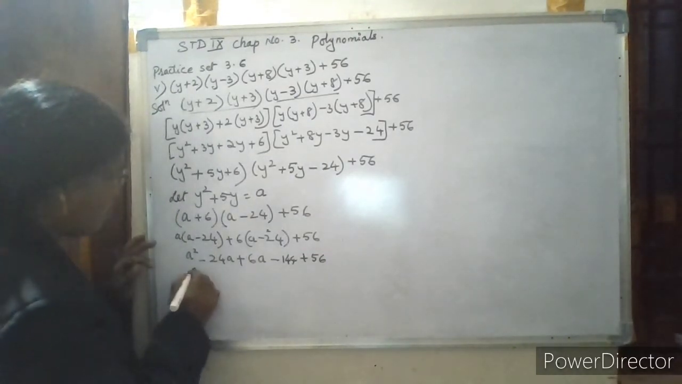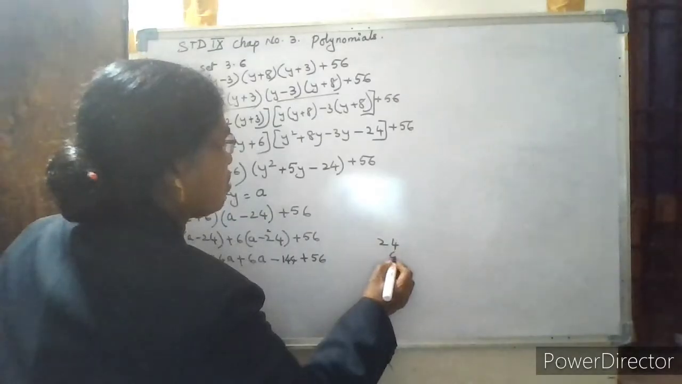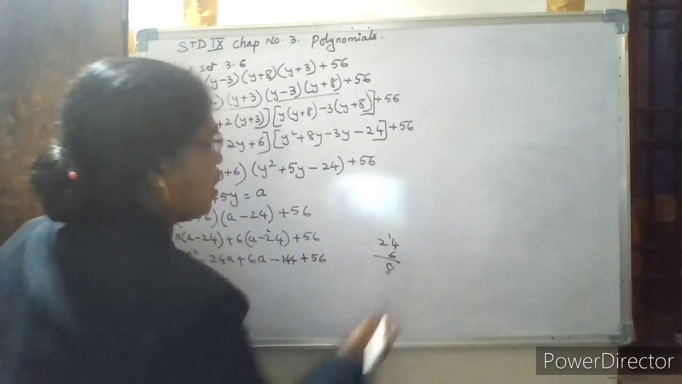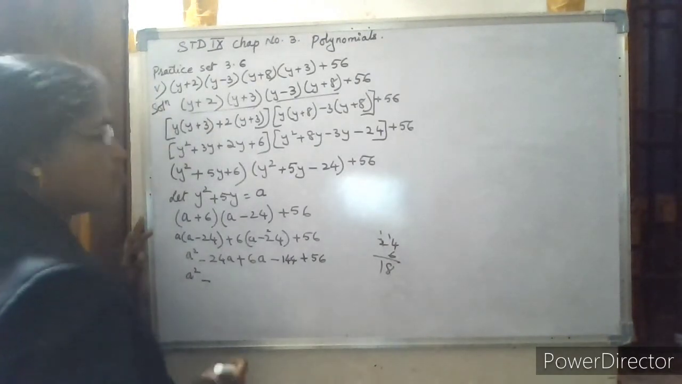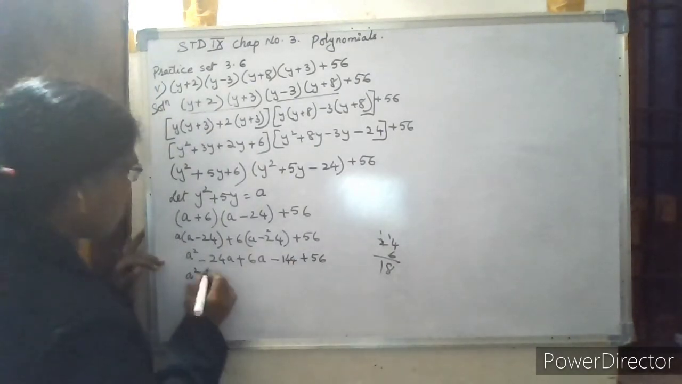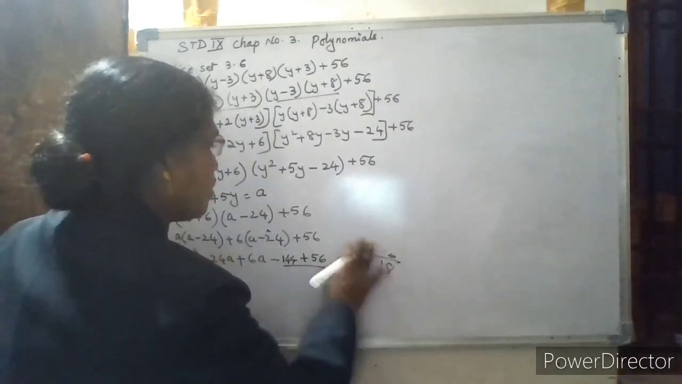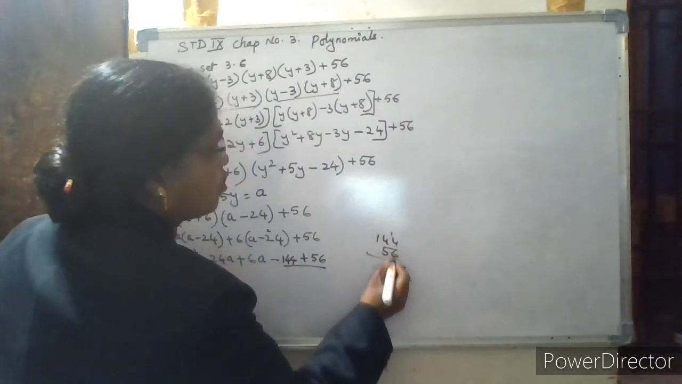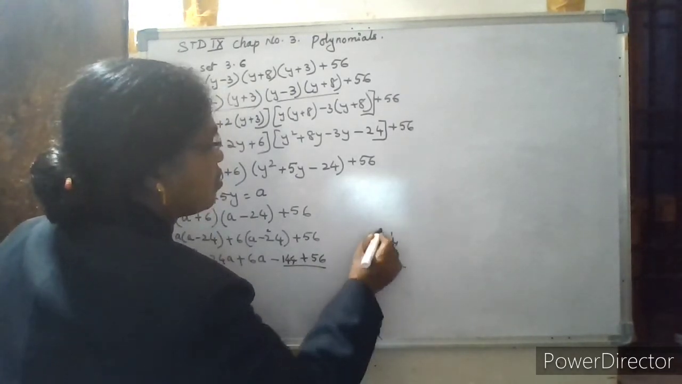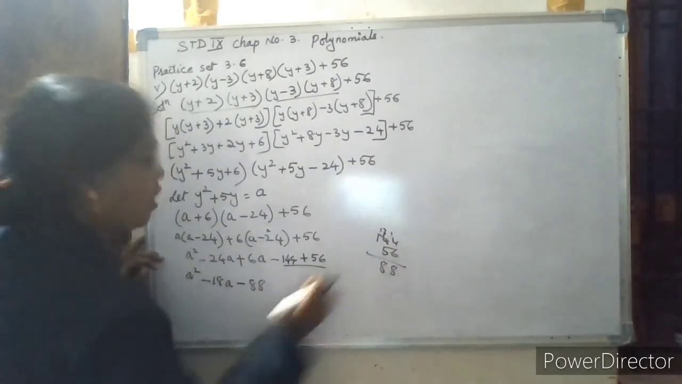So a squared, and if we subtract these two, 24 minus 6 is 18, so we have the sign of the greater number, minus 18a. And these two, if we simplify, we get minus, sign of the greater number, 144 minus 56. 14 minus 6 is 8, and 13 minus 5 is again 8, so minus 88. We have got it in this form.